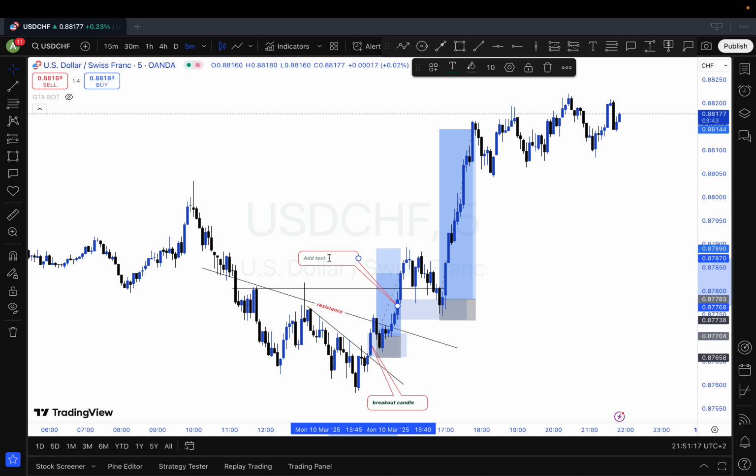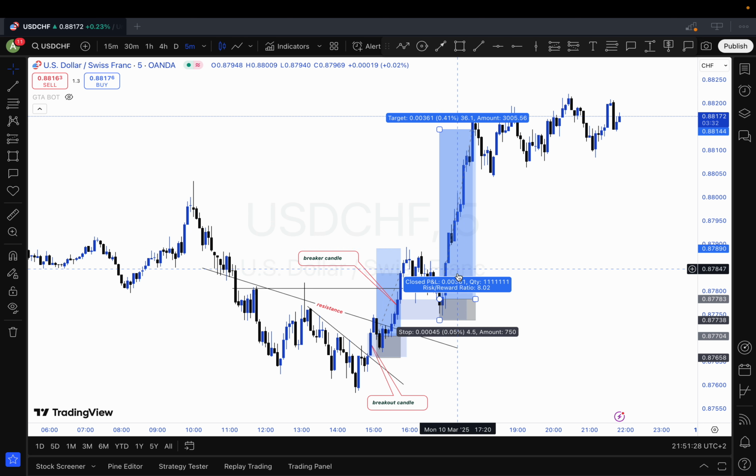We are going to say the breaker. That's the breaker candle, and then the market retraced back here and then moved all the way up.